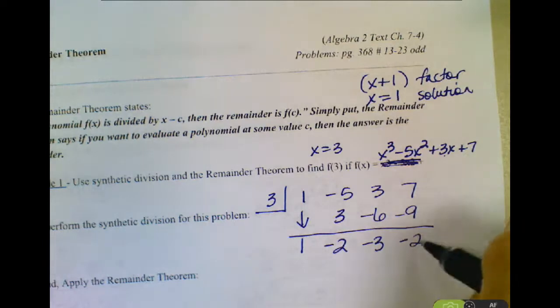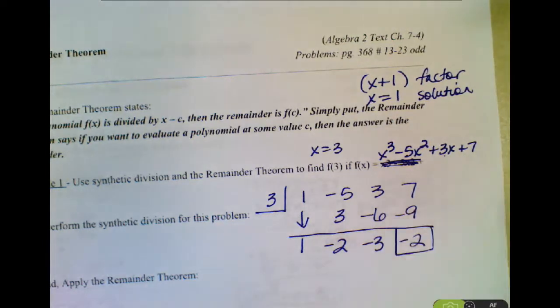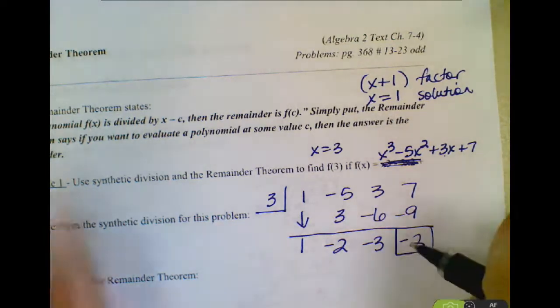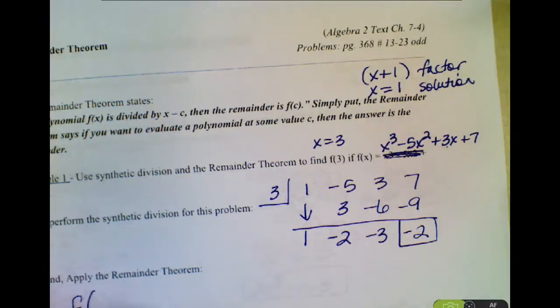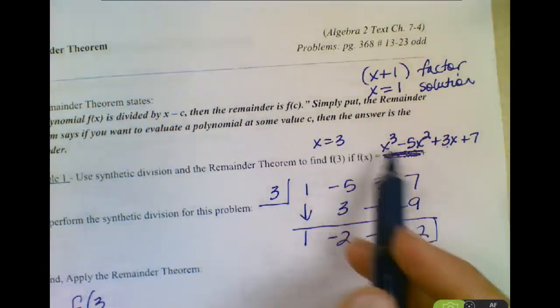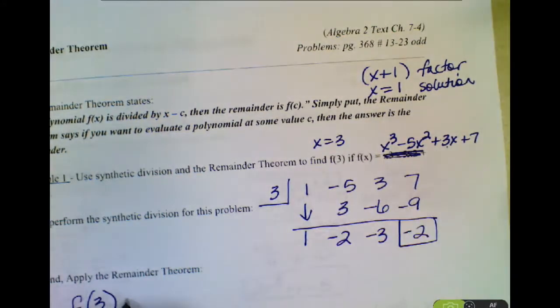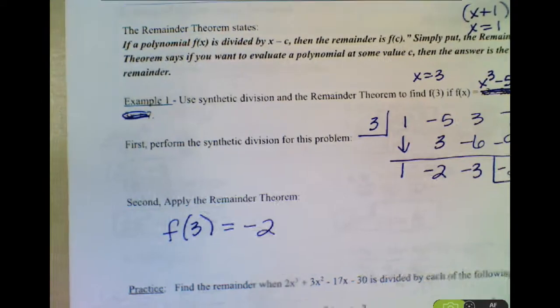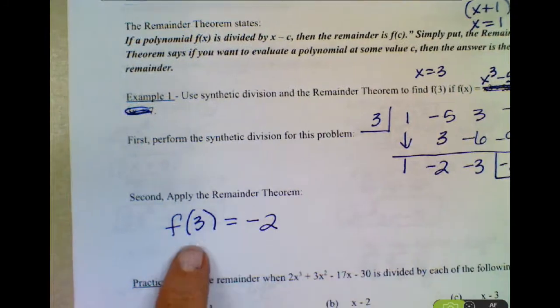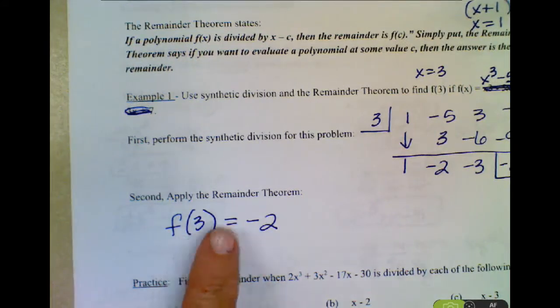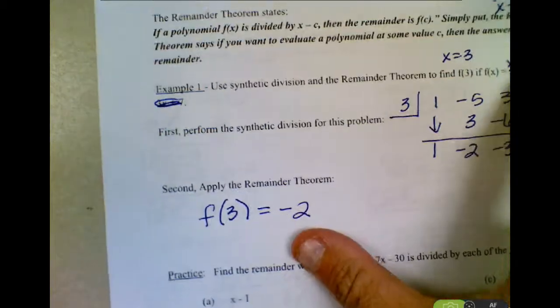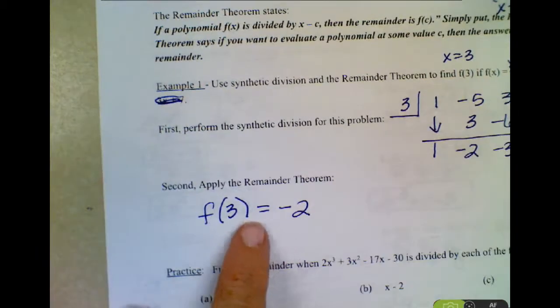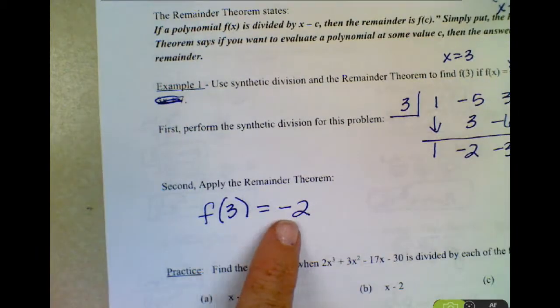So is there a remainder here? Yes, there is. The remainder is negative 2. So what that says is for this function, when x equals 3, our answer is going to be negative 2. That's what the remainder theorem says. Where this is useful is if we have a situation where we plug in 3 people to the widget machine, given this function, what is our output going to be? And the output for that would be negative 2.